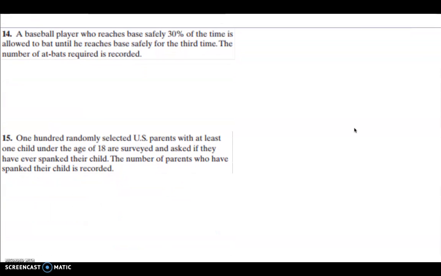Okay, number 14: a baseball player who reaches base safely 30% of the time is allowed to bat until he reaches base safely for the third time. The number of at-bats required is recorded. Okay, in this one, we are not binomial because we don't have a fixed number of trials. N is unknown. So they're going until they get a certain outcome, and that's actually not going to work out for us. So N is unknown, or it's not fixed. Okay, there's another distribution called a geometric distribution that might work for the first time, and then a negative binomial, I believe, would take care of this number 14. But for the regular binomial, that's not going to work out.